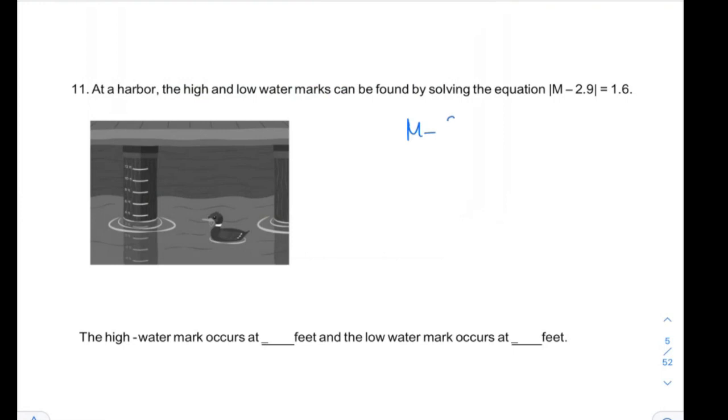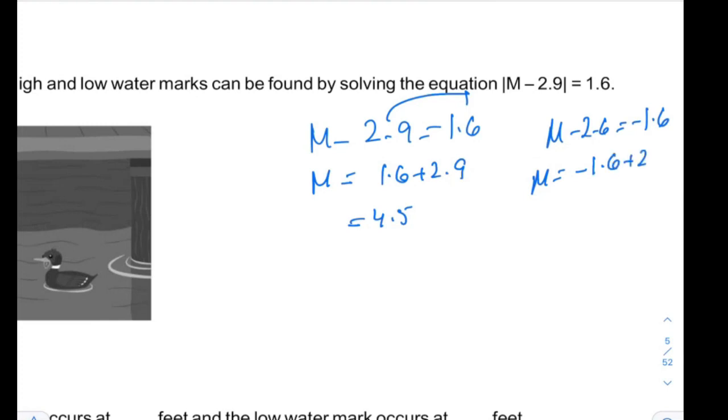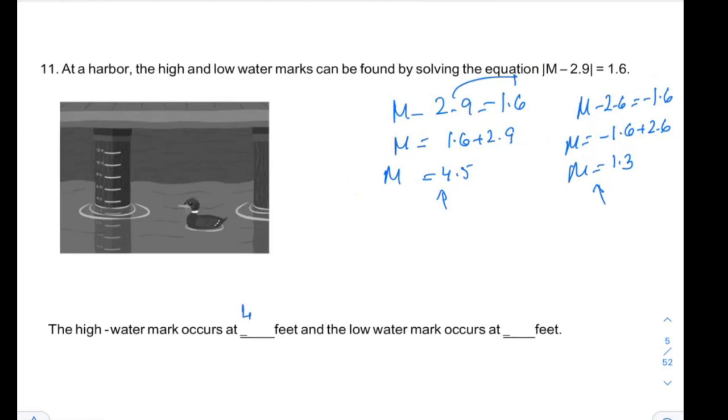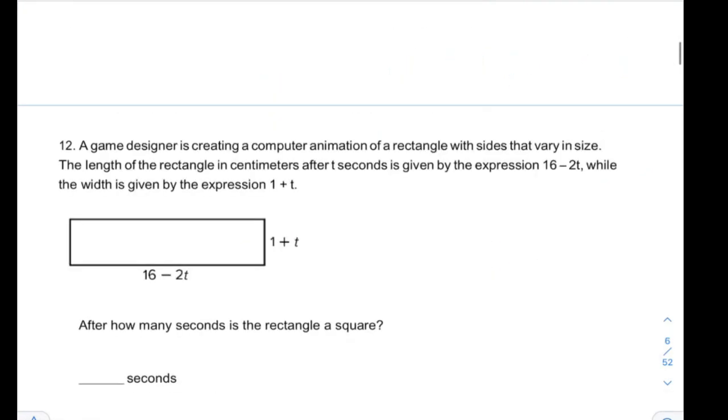So either this equals the positive value or the negative value, and you will solve, which is 4.5, and if you solve this, it will lead to 1.3. So this will be the lowest and this will be the highest. So water mark high is 4.5, low at 1.3 feet. Simply, it is using the absolute value equation.